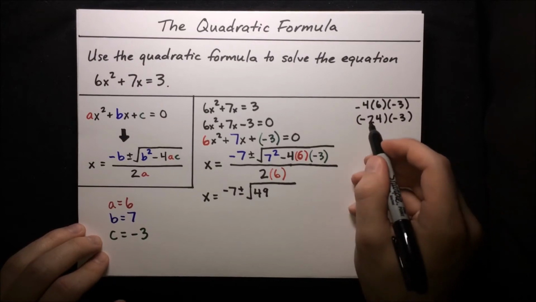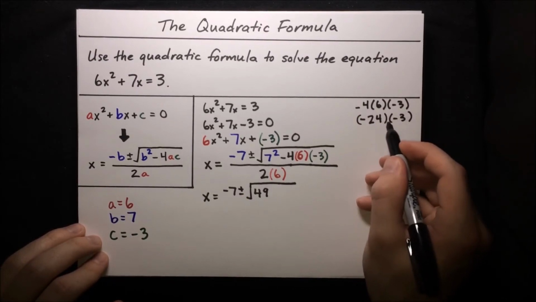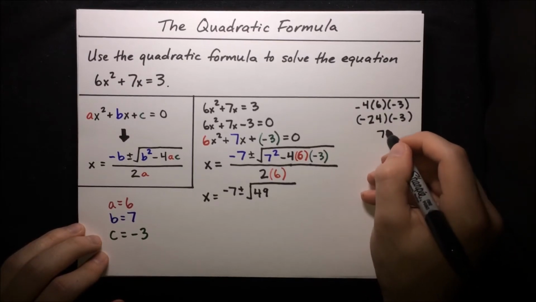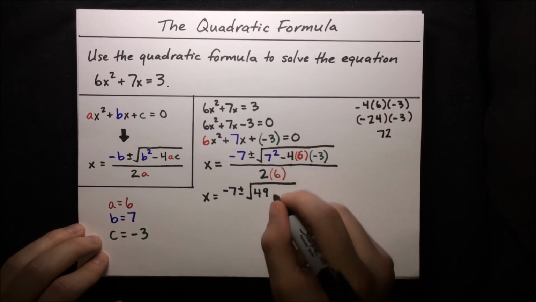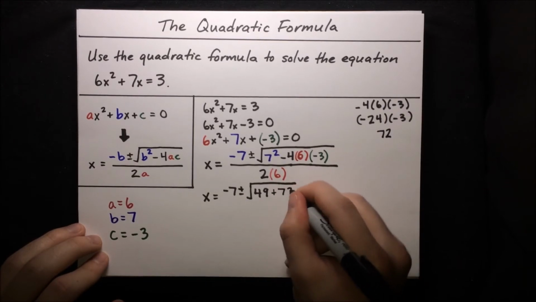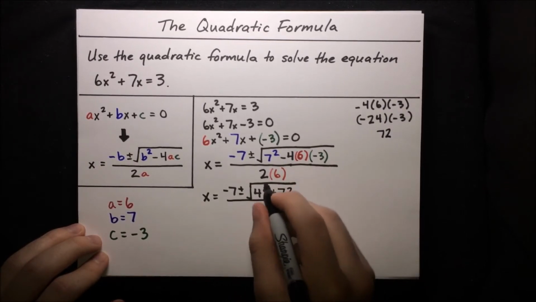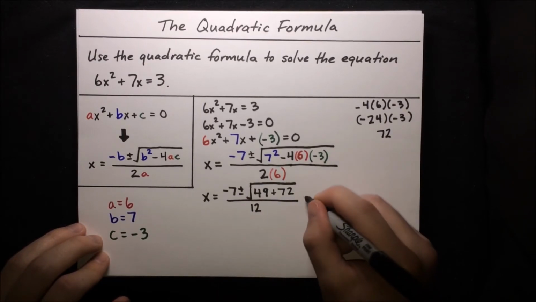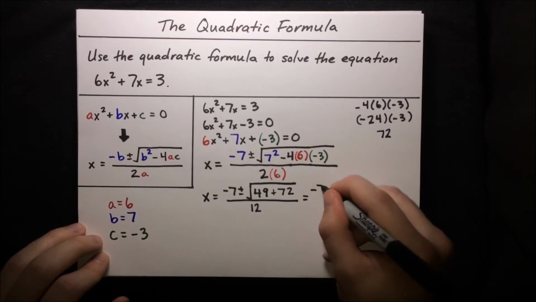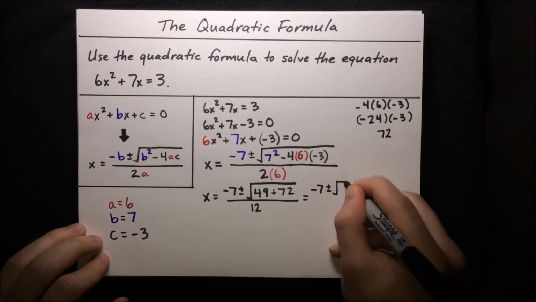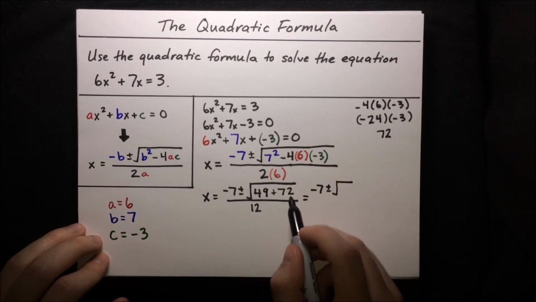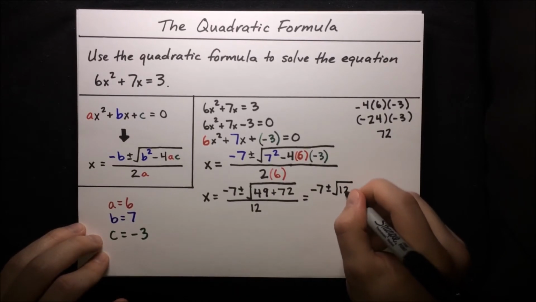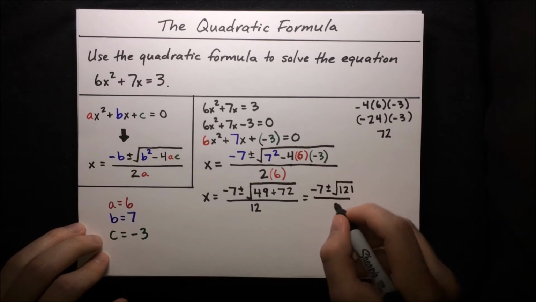The result is just 24 times 3. And 24 times 3, if you multiply that out, you should get 72. So that's what's going here. Then plus 72. All right, and that's all over 2 times 6, so all over 12. Let's continue to simplify this. So that's equal to -7 plus or minus the square root of, what's 49 plus 72? Well, if you add that up, you should get 121. All right, and then divide by 12.